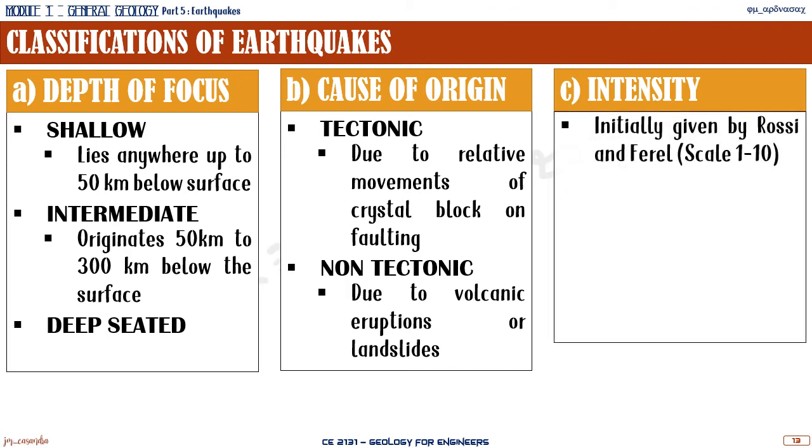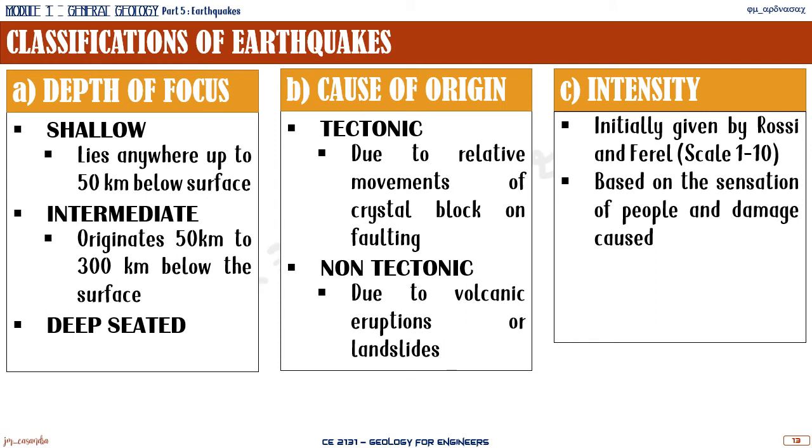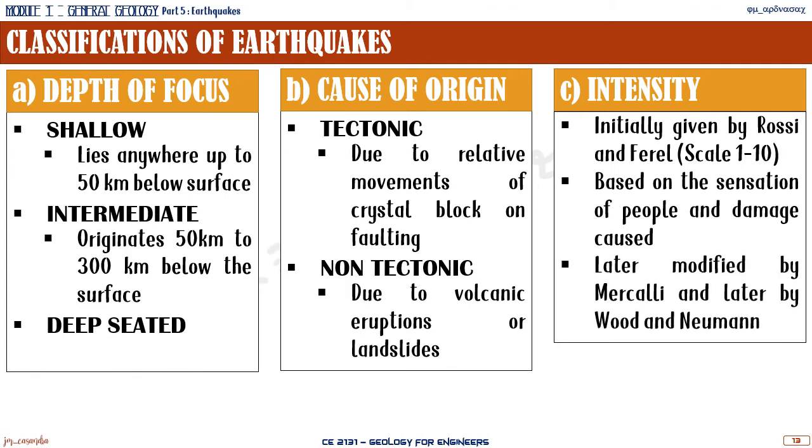And under intensity, we now have classified it using our Mercalli scale, which was initially given by Rossi and Forel, which only scaled 1 to 10. And then, for intensity, as we have defined, it is based on the sensation or the experience of the people and the damage that the earthquake has caused. So it was later modified by Mercalli and was later again modified by Wood and Neumann.